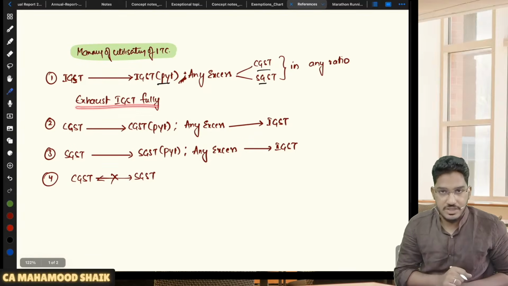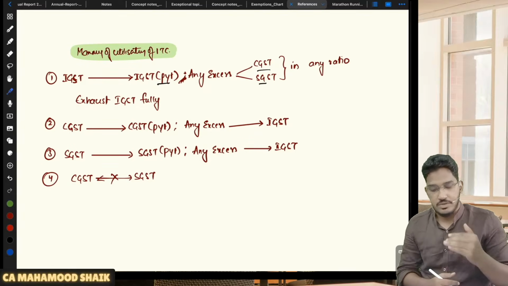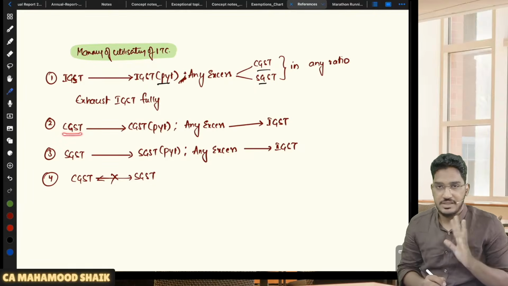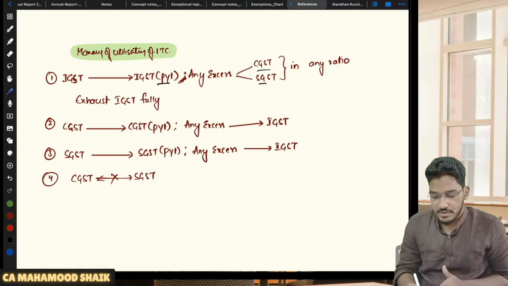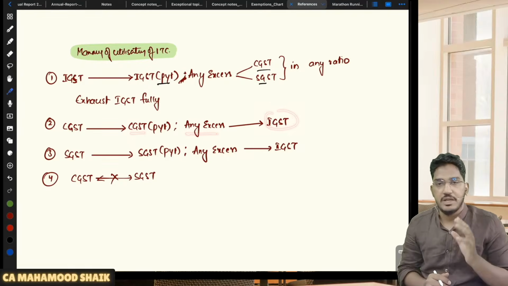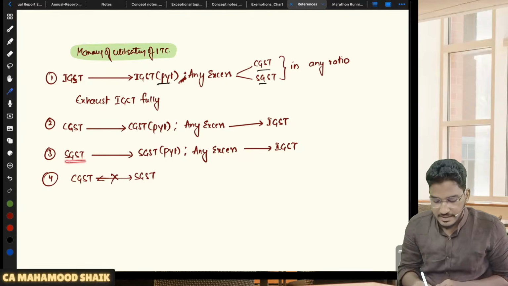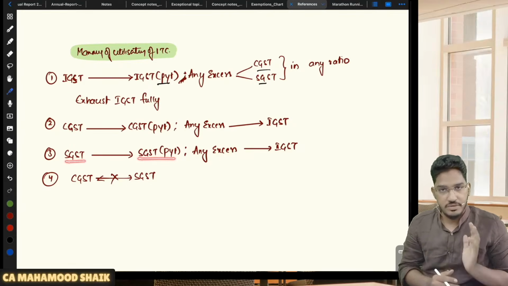So first exhaust the IGST balance. Once you have completely exhausted the IGST balance, then you come to the CGST balance. CGST must be utilized first for making payment of CGST. Thereafter, if any excess is left out, that must be utilized for making payment of IGST. Then SGST must be used for making payment of SGST.